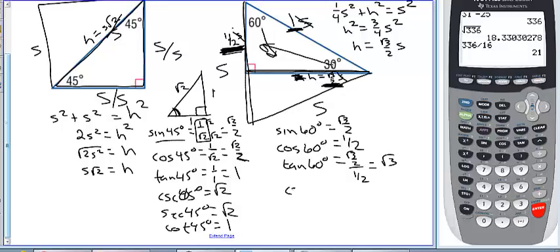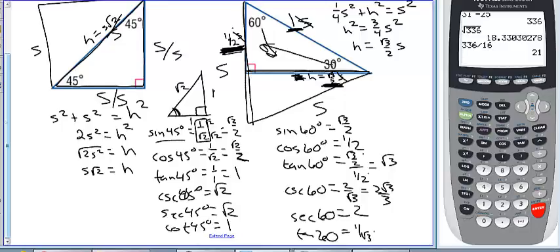What about cosecant of 60? That's 2 over square root of 3, which is 2 square root of 3 over 3. Secant of 60 is now 2, and cotangent of 60 is equal to, now we have the 1/2 over square root of 3 over 2. That's 1 over square root of 3, which is square root of 3 over 3.